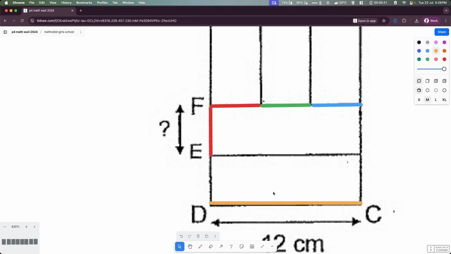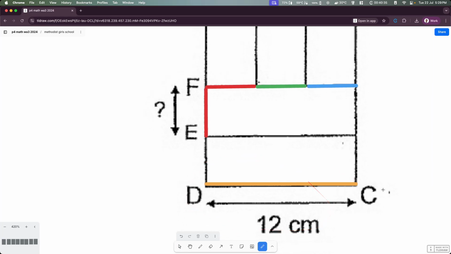Okay. So this whole thing, this whole thing, 12 centimeters. Right. Let me see. Yep, 12 centimeters. We basically divide it all by 3. And then since one of the breadth is equal to one of this breadth, then we can get EF.